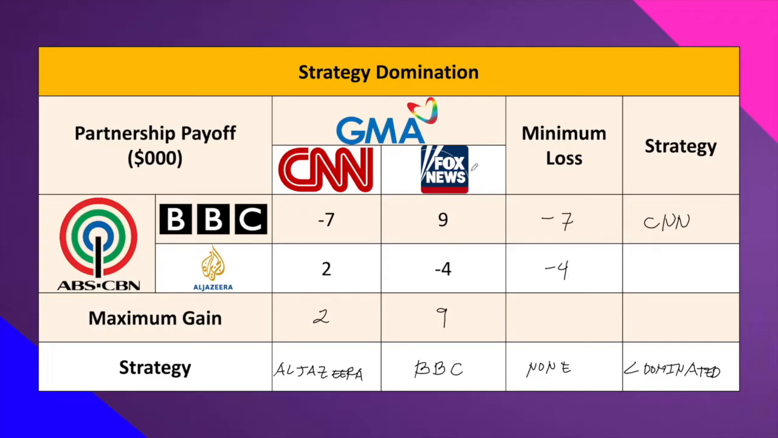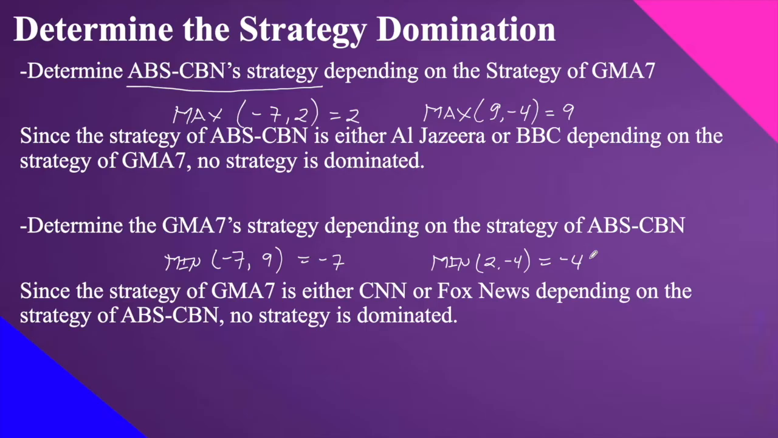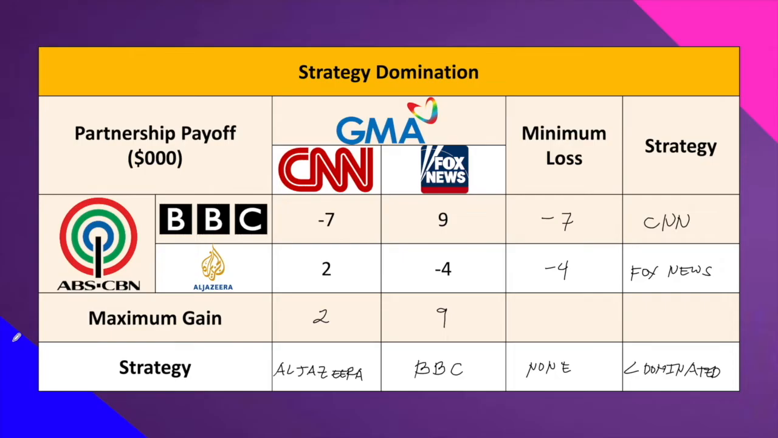And nasaan yung negative 4? Kay Fox News. So, ibig sabihin, if ABS-CBN partners with Al Jazeera, doon tayo makipag-partner kay Fox News as we are the GMA7 for now. So, let's write it here, Fox News. Okay? And tulad ng kanina, isulat natin dito ng proper. So, minimum between 2 and negative 4. This is negative 4. Okay? Since the strategy of GMA7 is either CNN or Fox News, depending on the strategy of ABS-CBN, no strategy is dominated. So, pareho po dito sa atin sa ABS-CBN kanina. Walang na-dominate. So, let's write it here. Dominated: None. No strategy ang na-dominate natin.